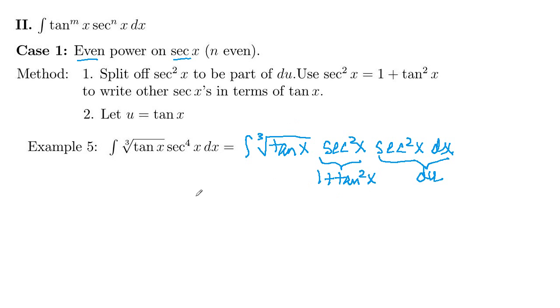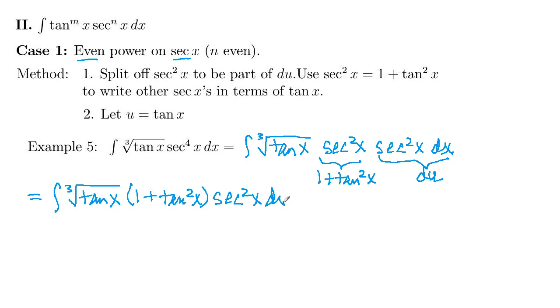So now everything else is in terms of tangent. So this will be integral cube root tan x, 1 plus tan squared x secant squared x dx. And now we're going to let u equal tan x. And so our du, derivative of tangent x, is secant squared x times our dx.